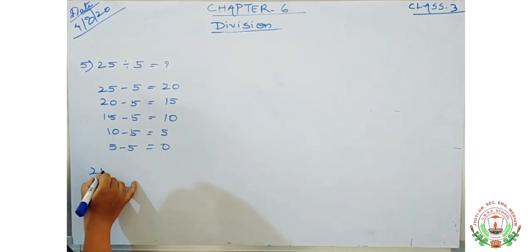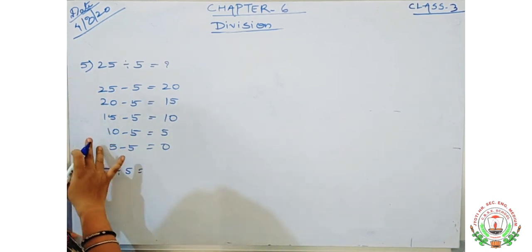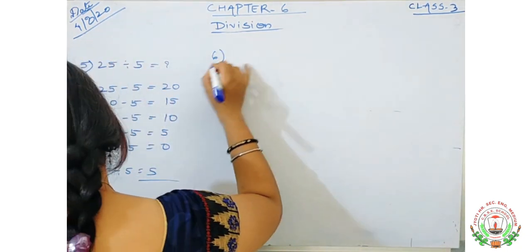So 25 divided by 5 is equal to how many times? 1, 2, 3, 4 and 5. So we will write here 5. Number 6.